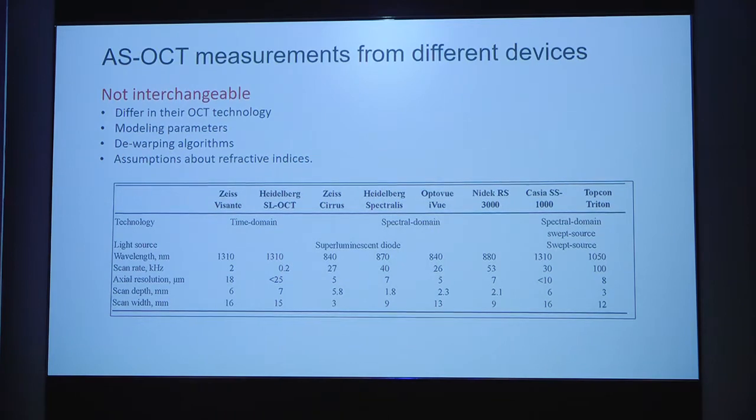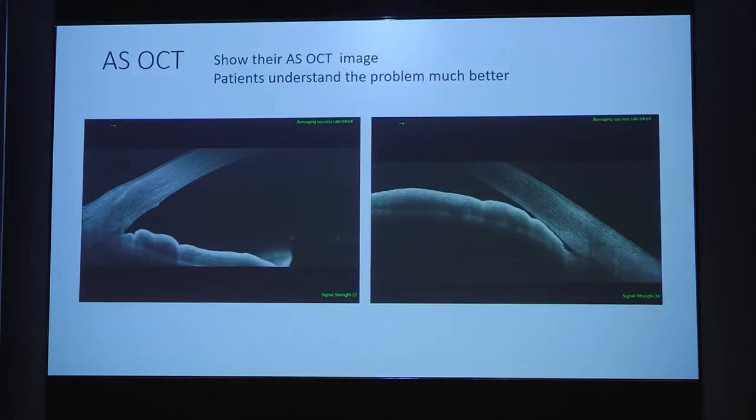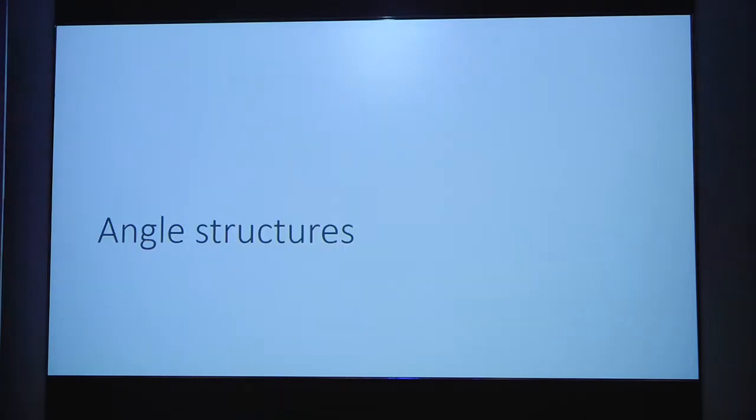But the ASOCT from different devices is not interchangeable. Qualitatively it may be, but quantitatively definitely not, because the OCT technologies differ, the parameters are different, and the algorithms are different, so it cannot be interchanged. It is also helpful in patient understanding. If you show this diagram to the patient and show that your angles are occluded, he immediately understands what is going on and what needs to be done.